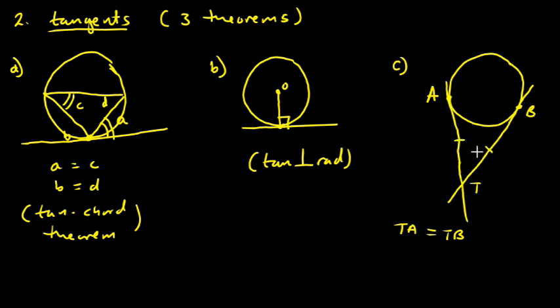These sides are equal. Why would they be equal? Because they are tangents from the same point. These are the theorems with the tangent. Then lastly, the theorems to do with cyclic quadrilateral.